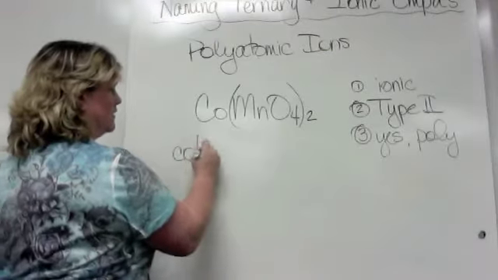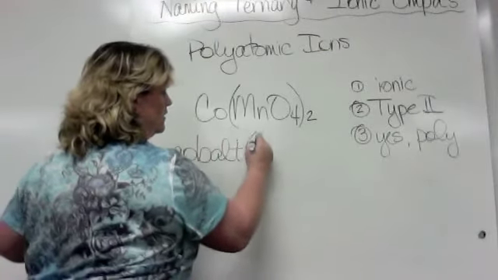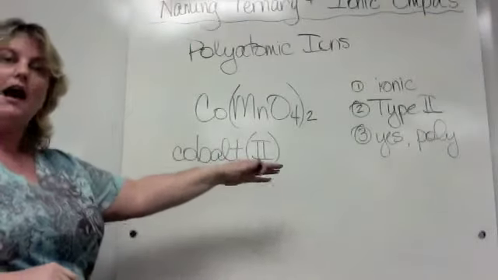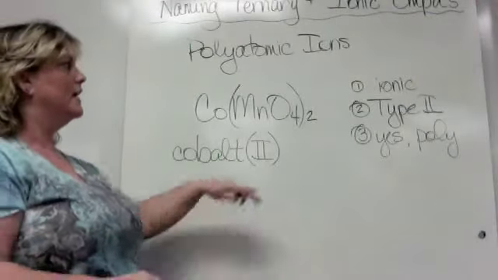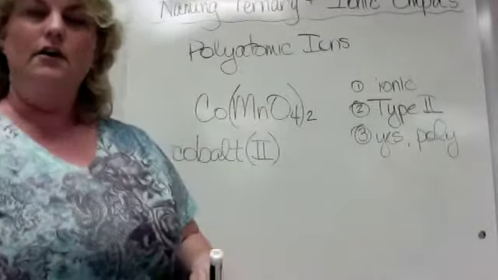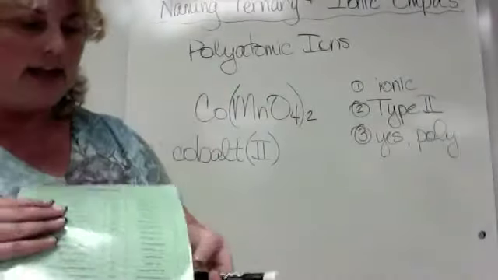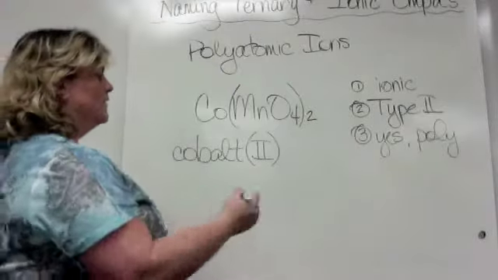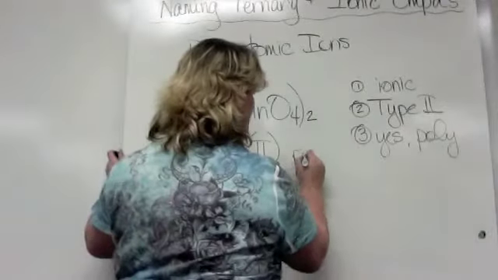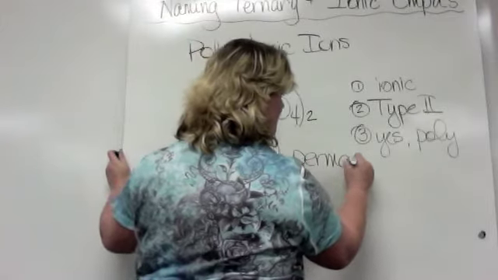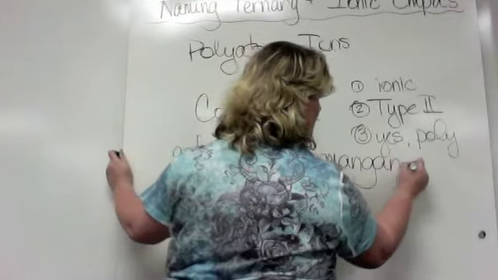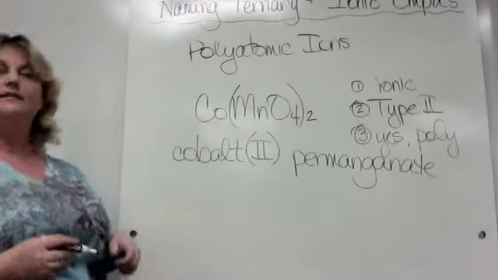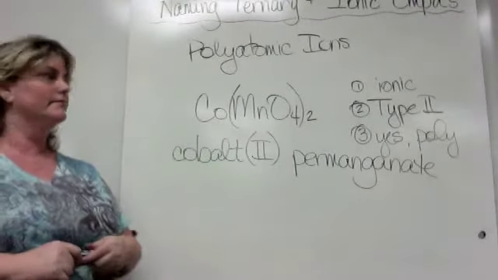So, that metal is cobalt-2 ion, but we leave off ion. And the MnO4, look back at your list again, and you see that it is called permanganate ion. So cobalt(II) permanganate. That is the name of that compound.